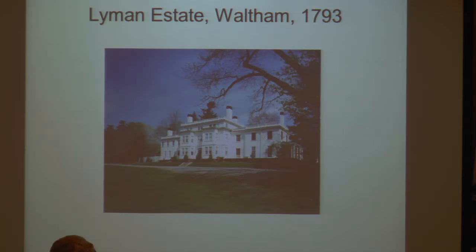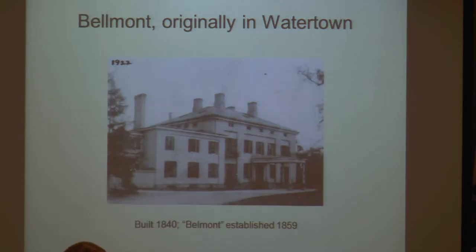The Lyman Estate in Waltham, which is a property of, which one is it? Historic New England? Yeah. And then Belmont nearby. This is gone now, but it was built by a man named Cushing, a wealthy merchant, in 1840. Belmont didn't exist at the time. There was a bit of Watertown, a bit of Waltham, a bit of what's today Arlington. They cut it off, put it together in 1859, and created Belmont, and it was called Belmont because Mr. Cushing put up the money to create this new community.